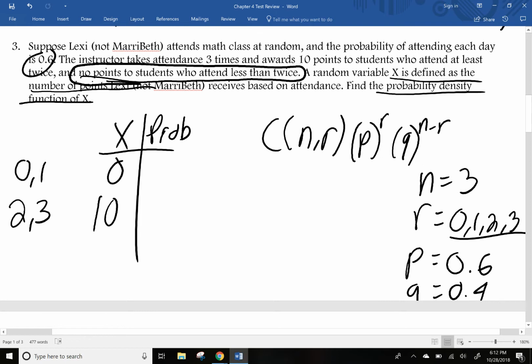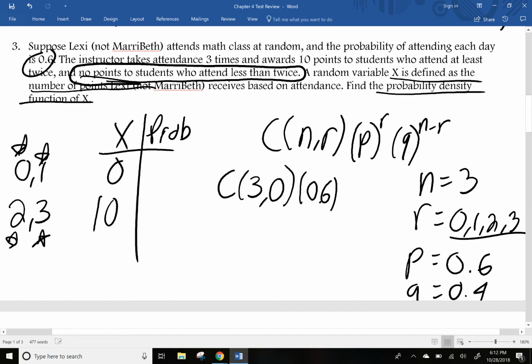So I want to find the probability that Lexi attends class for each of these possibilities, 0, 1, 2, and 3. So we'll do these one at a time. So let's do 0 first. So 0 times attending class. That's a combination of n, which is 3. That's always going to be 3 here. Choosing r, which is 0, because we're talking about 0 times going to class for Lexi. P again is 0.6. It's always going to be 0.6. R, as we just mentioned, is 0 in this case, so it's going to be 0.6 to the 0 power. And then Q, which is 0.4 to the n minus r. So that would be 3 minus 0. 3 minus 0 is 3.